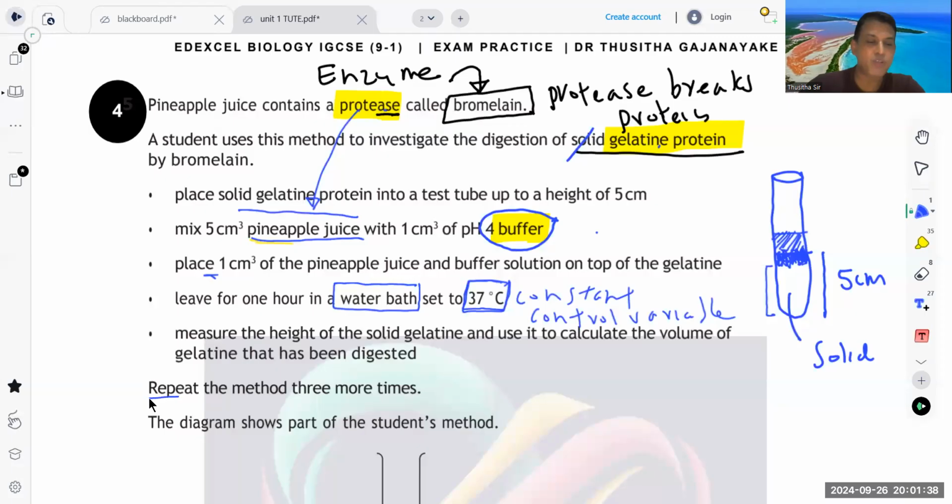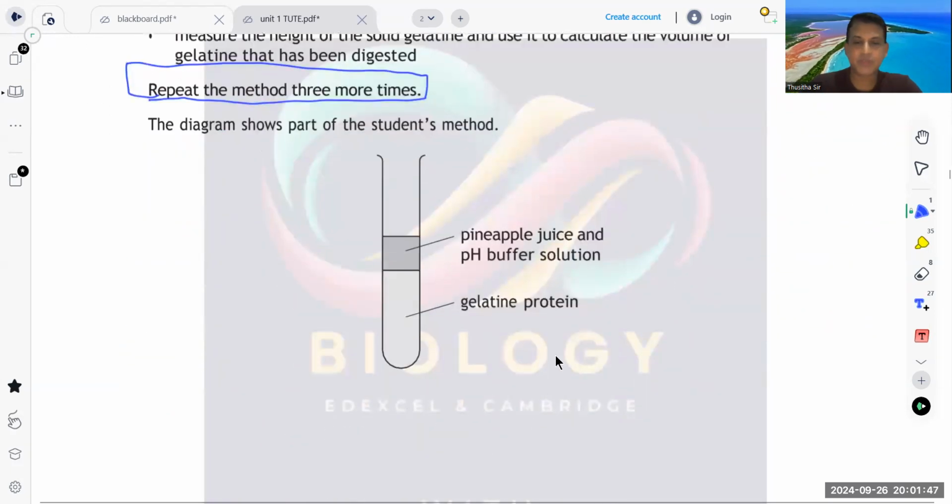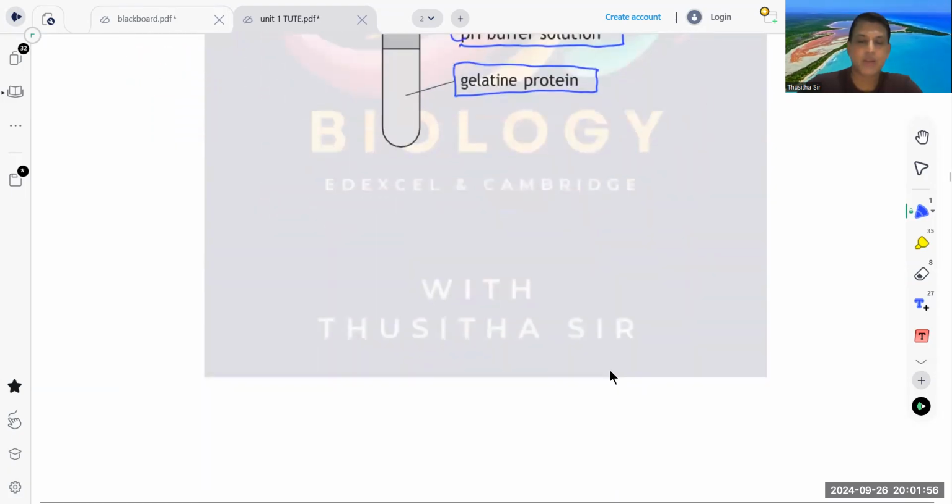Repeat the method 3 more times. The diagram shows part of the student method: pineapple juice and pH buffer solution, gelatin protein. Okay, next.